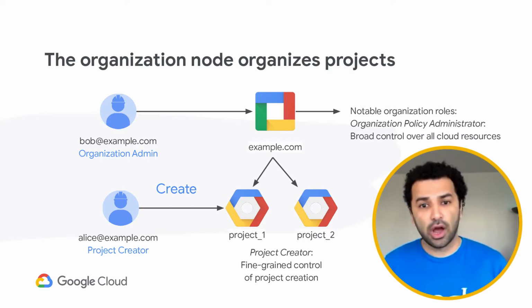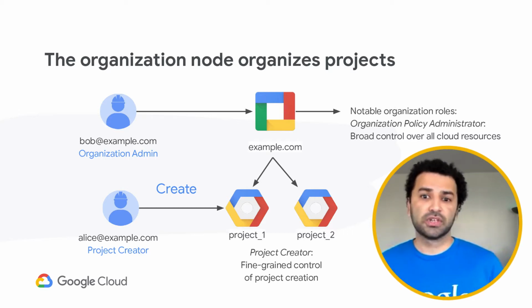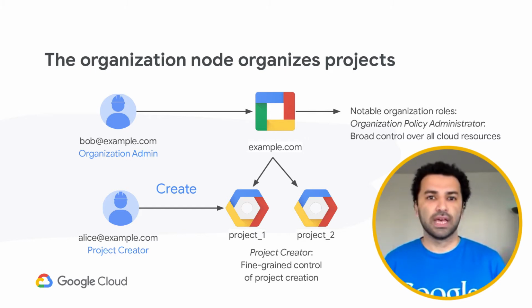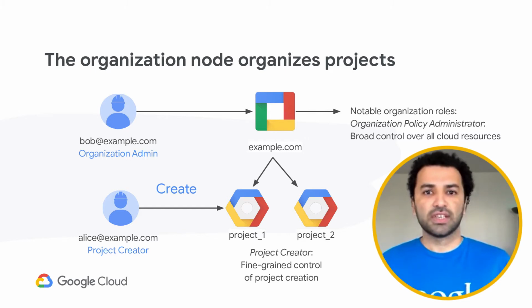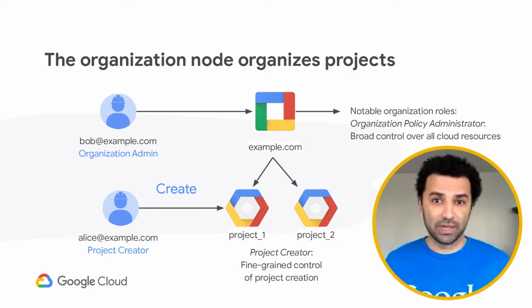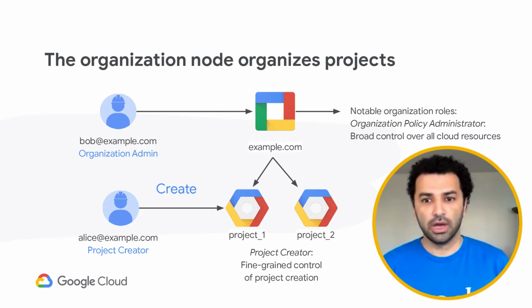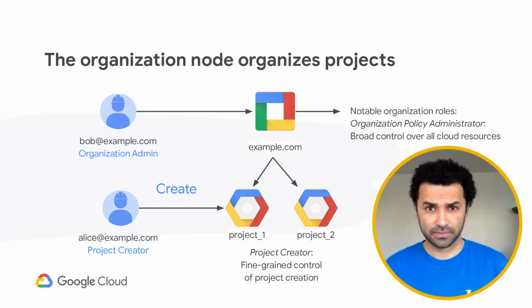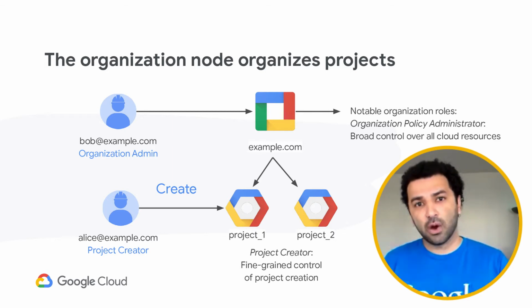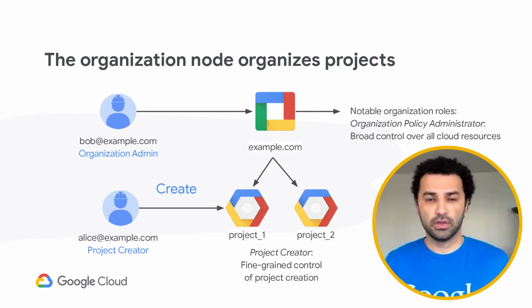So how do you get an organization node? Generally, it depends on your company. Most customers are using G Suite, which is a paying service. But if you're not happy with that, then you can always sign up for Cloud Identity to be able to organize your organization node as well as your project and folder nodes. Cloud Identity and G Suite must verify the ownership of your domain before using them.